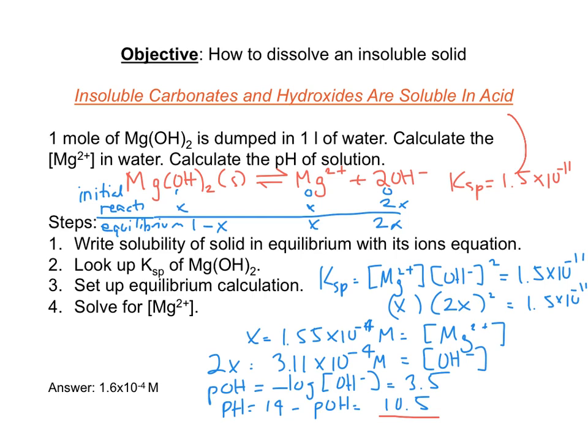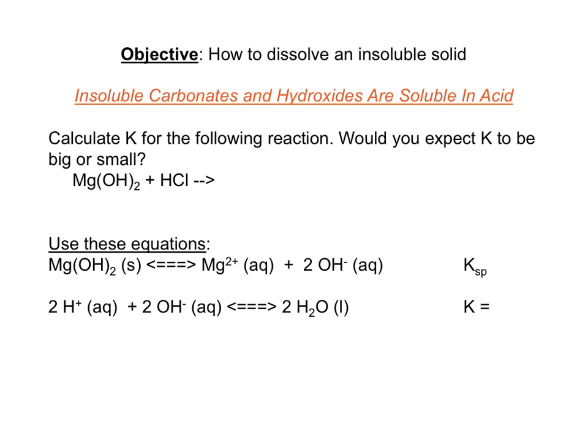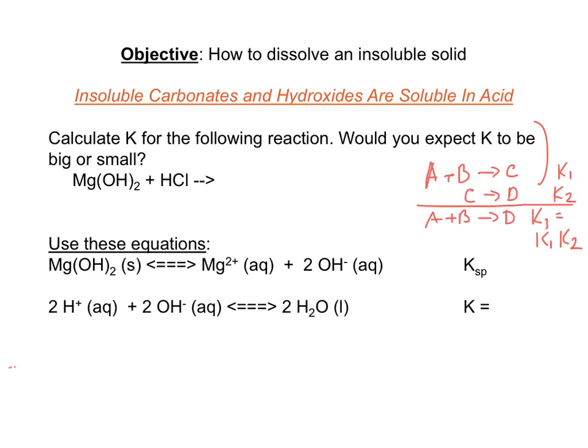And to calculate the pH of the solution, we need to know the hydroxide ion concentration. Based on hydroxide ion concentration, we calculate the pOH, and then finally the pH. Earlier we said that adding an acid to an insoluble hydroxide should dissolve that insoluble compound. So stop the video and answer this question. So the answer is big K, and we can actually calculate a numerical value of K by looking at these 2 equations. First, we need to know this.